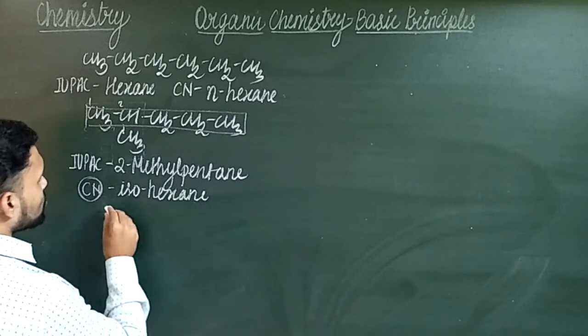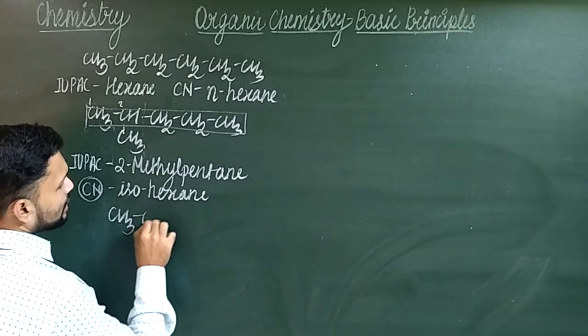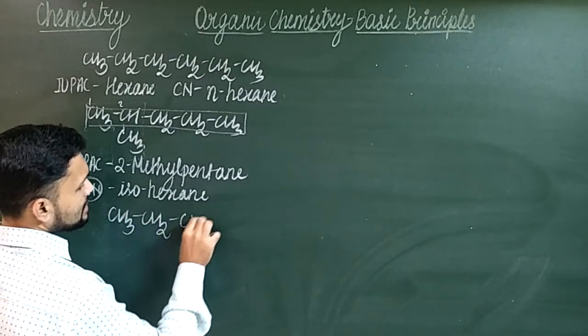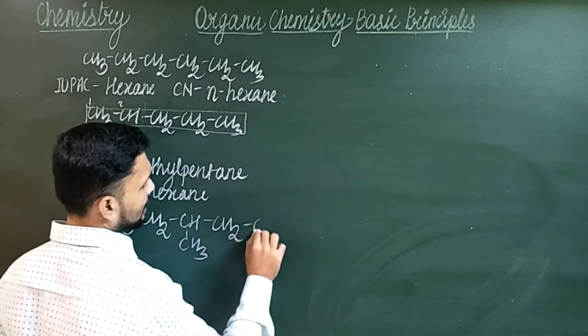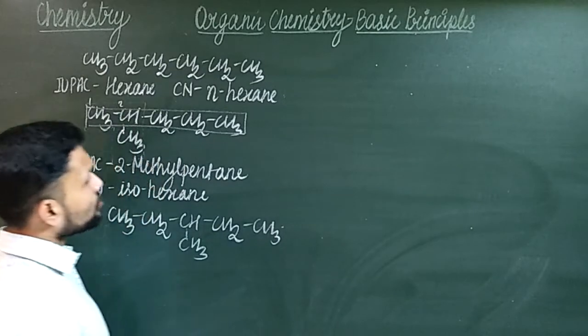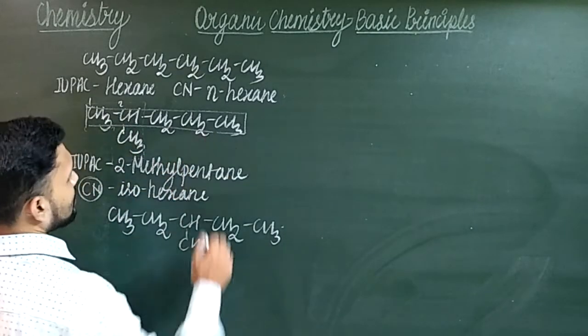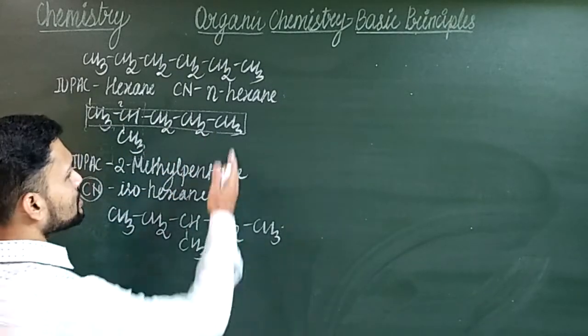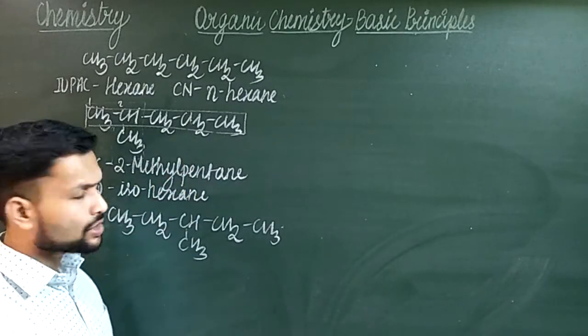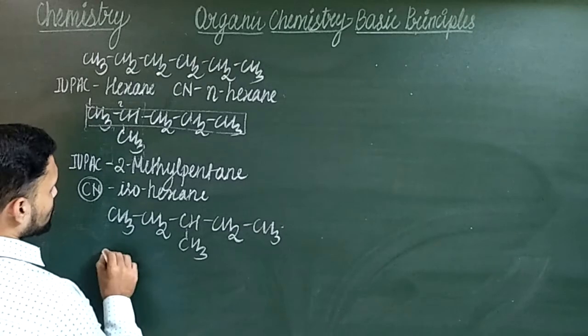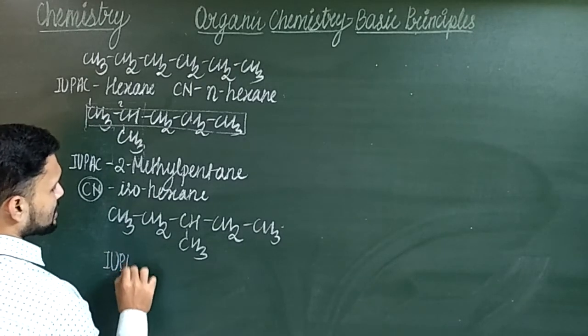So this can be called as isohexane. Say a new structure, say CH3, CH2. Let's say the branch is over here, CH2 and CH3. So if this was here also, still the name would be the same, isohexane, because then this is the second carbon and that second carbon would have a branch. So suppose this is one of the structures. So what would be the IUPAC naming?